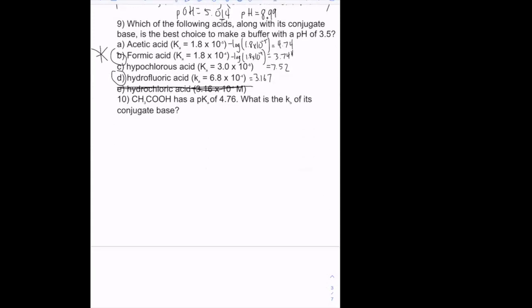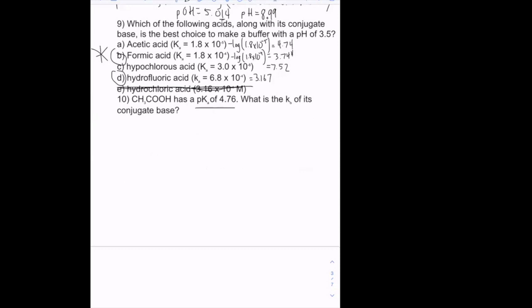Okay, I'm just going to move on. This one, I just wanted to throw in there to emphasize in case you're a little confused. I already did this earlier, but this one should be a pretty simple problem. It's just literally figuring out the Kb of its conjugate base. It doesn't start with the Ka, it starts with the pKa.